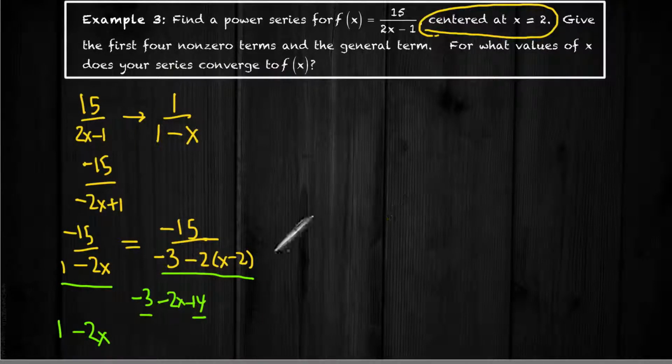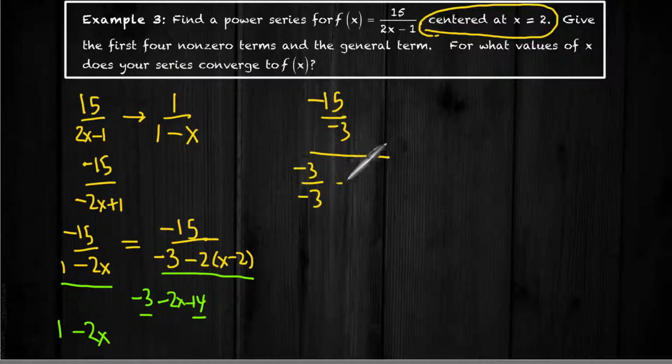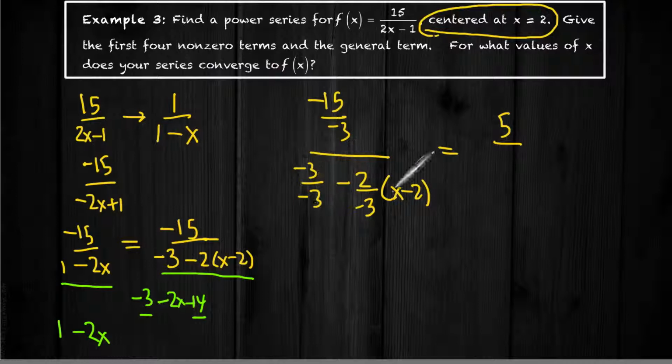So let's continue. We also need our constant term on the bottom to be equal to 1 and not -3. So we are going to divide everything by -3. We divide our top by -3, this constant by -3, and this by -3 as well. And so this is going to give us 5. And -3 over -3 is 1. That's what we wanted. -2 over -3 is a +2/3 times x minus 2. Starting to look like what we want.